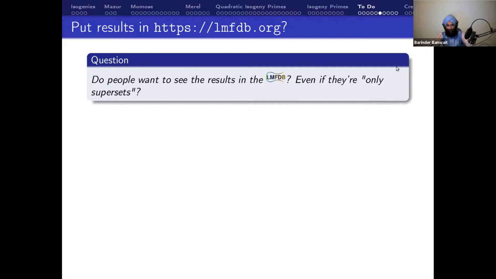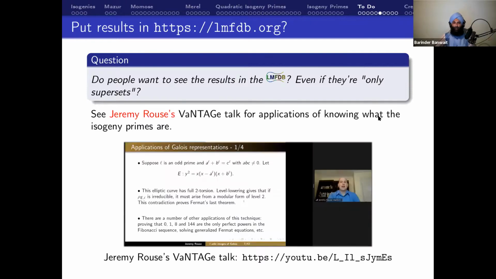Right, so this is more of a question I have for the community: do people want to see these results in the LMFDB? Like these sets of isogeny primes, or possibly even the mere supersets. Reasons for why one might want to do this were expounded upon by Jeremy Rouse in his VaNTAGe talk last week.